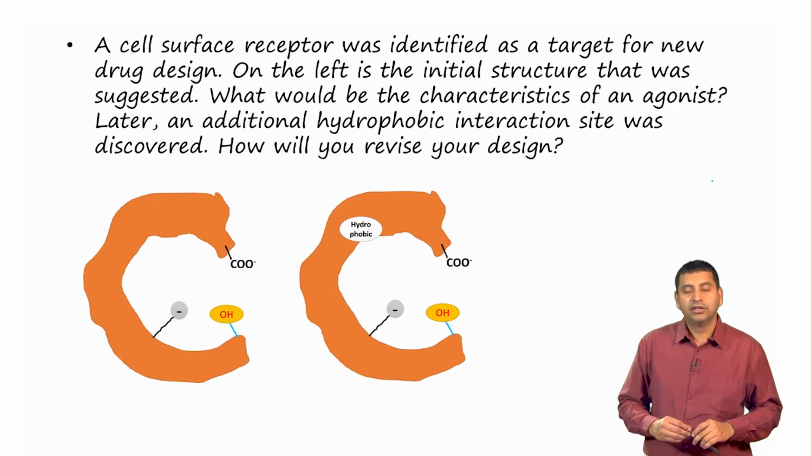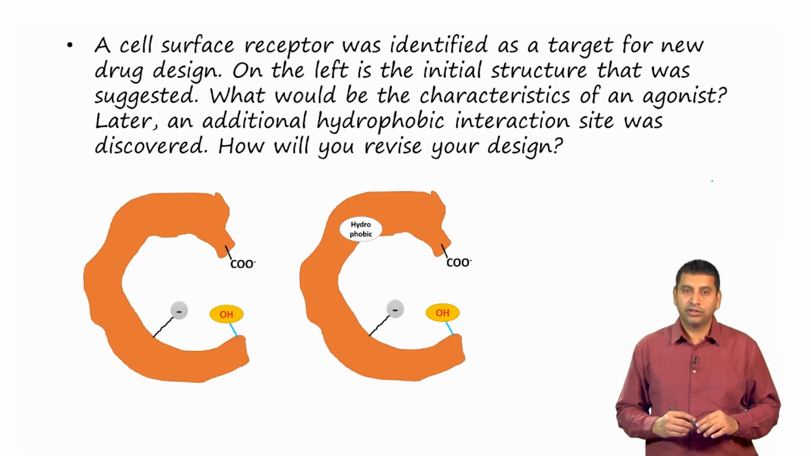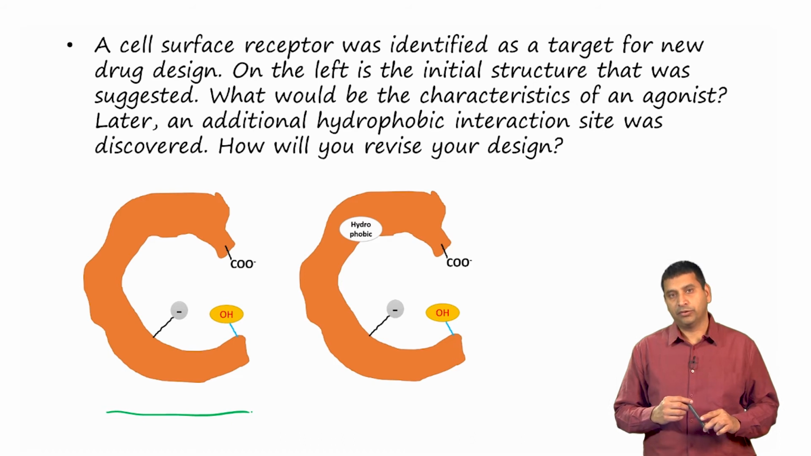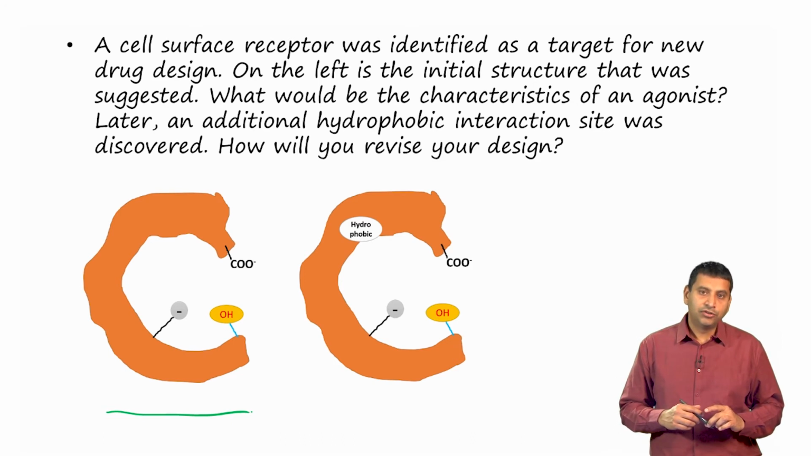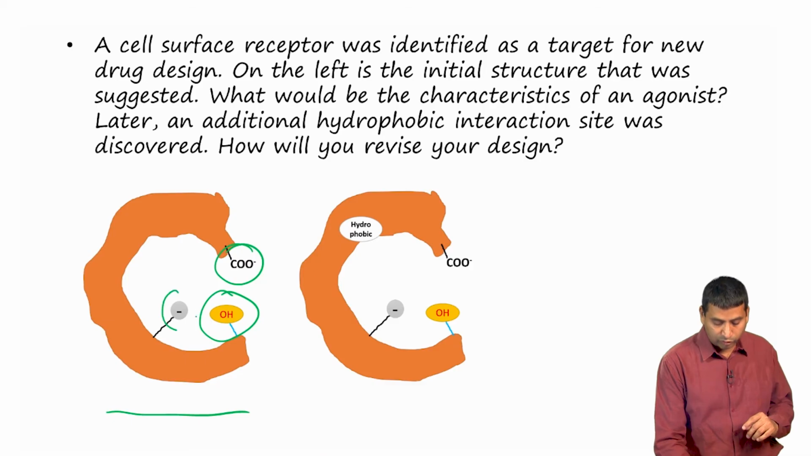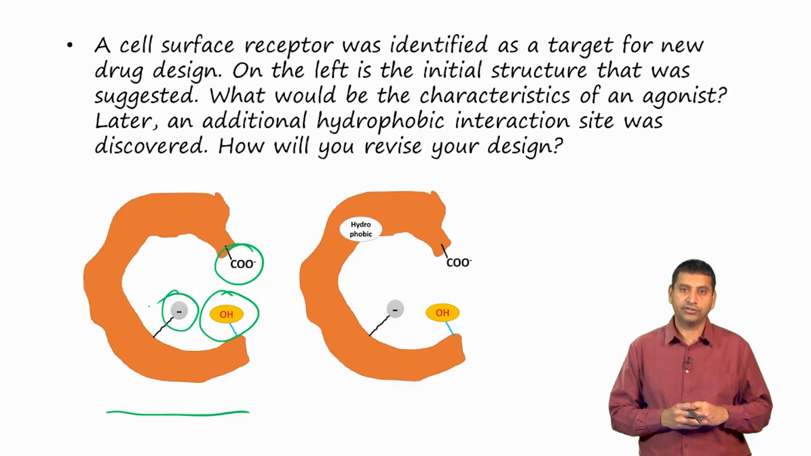The next question is, a cell surface receptor was identified as a target for new drug design. On the left, which is here, is shown the initial structure. So, what would be the characteristics of an agonist? Okay. So, here on the left is this molecule, and you can see here that there is a carboxylic acid, there is a hydroxyl group, and there is a negative charge, which is probably a substrate for ionic interactions.